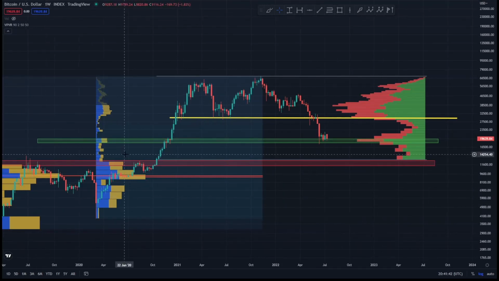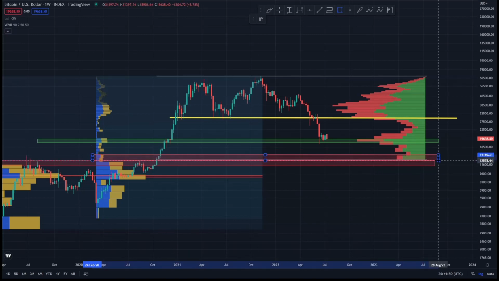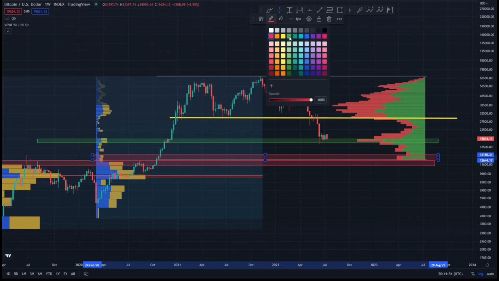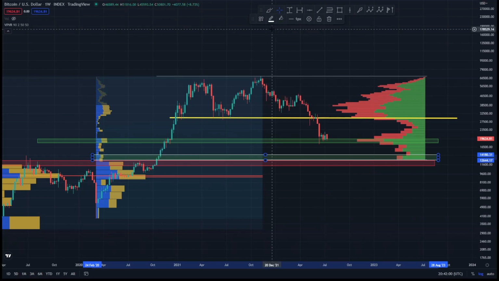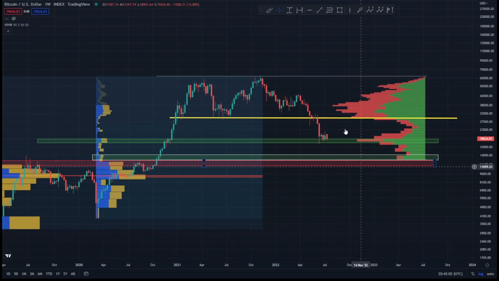With that being said, there is a decent cluster between this range up here, a semi-decent range up at 14,100, and there's a huge cluster all the way down to 12,700. So if I mark this one as green, let me mark the outline as something you can see, so white. Where I personally think we bottom is in this green box down here.